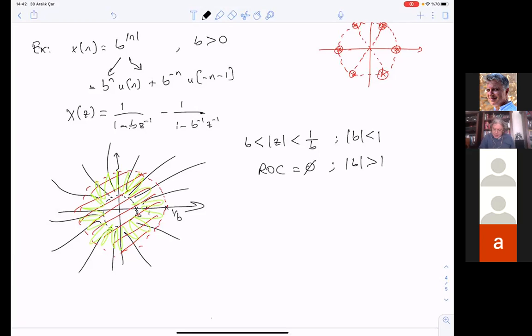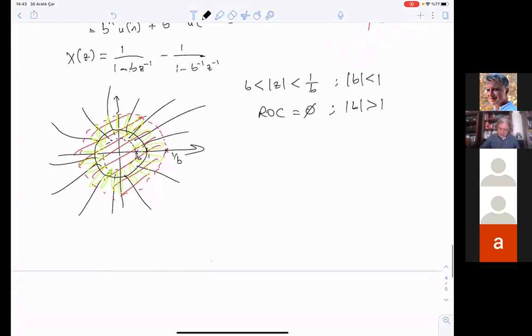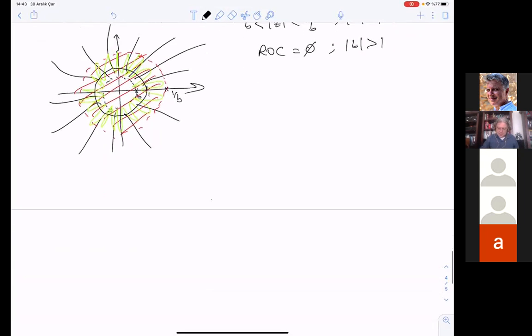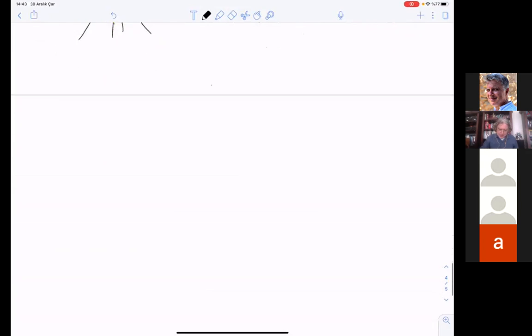Okay. And interestingly, if b is less than 1, then I can see that this unit circle that I'm drawing as a solid circle this time is included in the region of convergence. So if the Z transform exists, the Fourier transform also exists. Or if this is the impulse response of a system, then it means that the system is stable automatically. Okay, now let's continue. This example is quite well understood. It's a very typical example, I guess.